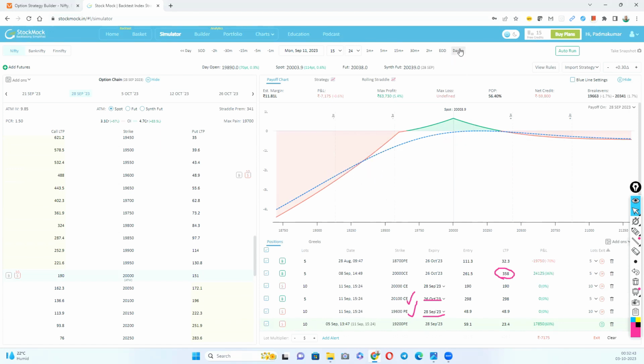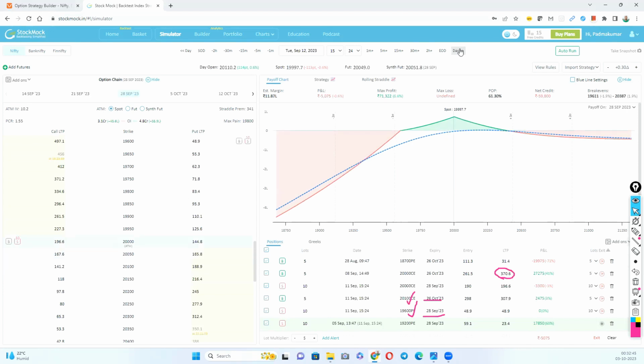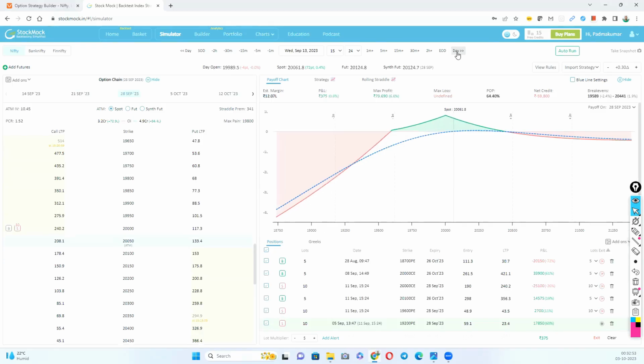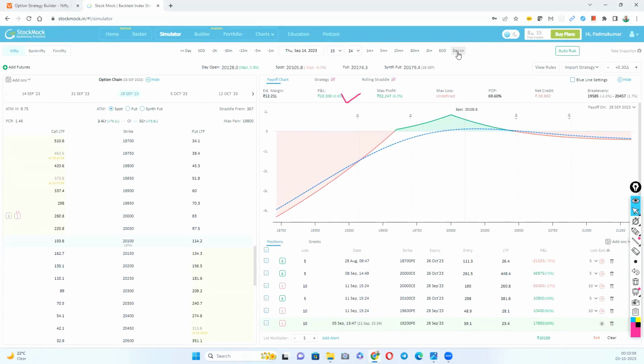We observe 12th September. Okay, no issue. On 13 September, yes, it turned to profit. Just keep observing this profit and loss. It turned to 10,000 profit on 14 September. But still, we are in a better position. No action is required.